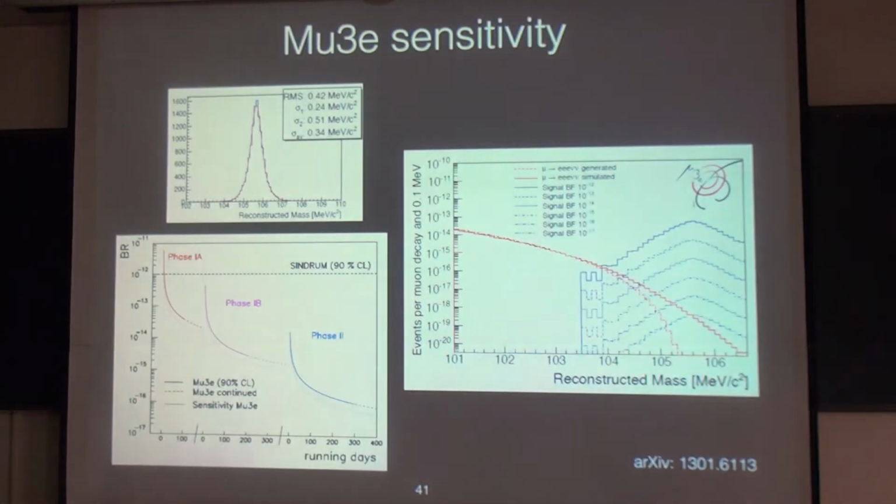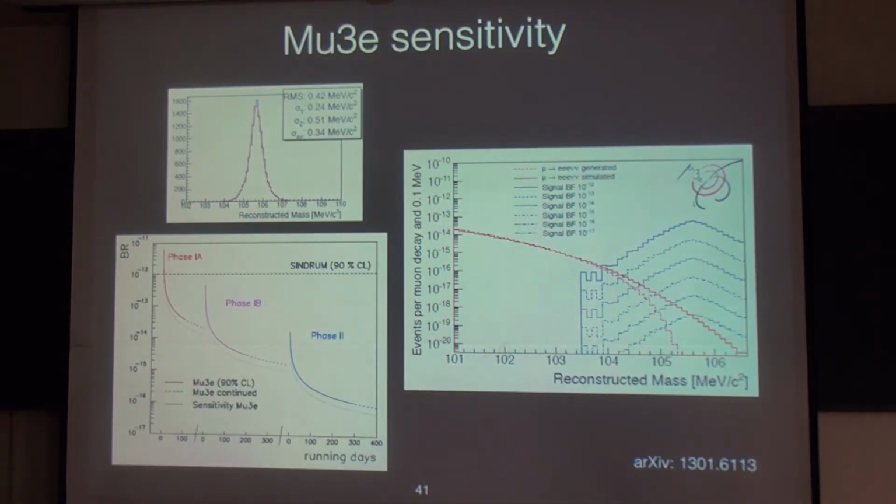So their sensitivity, again, the most important part is the resolution. This is the reconstructed mass. At the muon mass, the resolution is about 400 keV. And so this is the thing you expect. This is the background. After you consider detector effects, this is a different branching fraction, the signal level of different branching fractions. So this line is 10 to the minus 16. You probably can see if there's a signal here. 10 to the minus 17 would be small background.